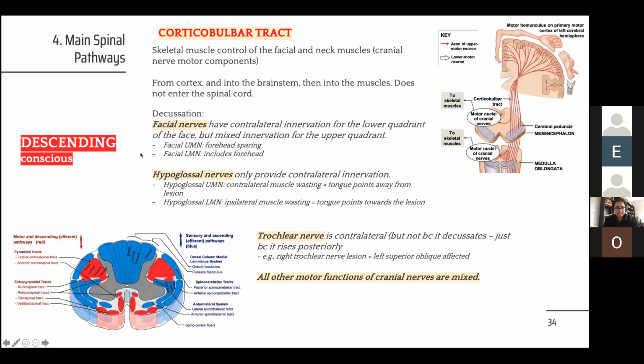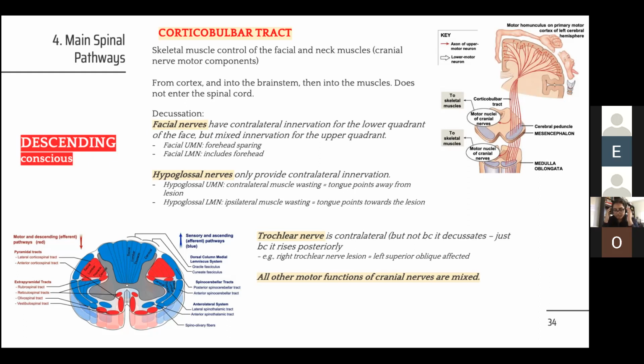In terms of decussation, like I said earlier, only four cranial nerves decussate, but the optic nerve isn't motor, so we're not going to talk about the optic nerve. So the facial nerve has contralateral innervation for the lower quadrant of the face, so completely crossed over, but it has mixed innervation for the upper quadrant. So this is where your Bell's palsy and your stroke comes in.